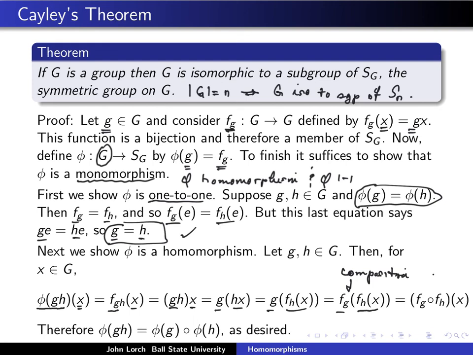But remember, this is the operation over in S sub G. Remember, the operation on this collection of functions is function composition. So we've shown that phi of a product over in capital G is the product of the individual images over in S sub G. And that's what we needed to do to show that phi is a homomorphism.